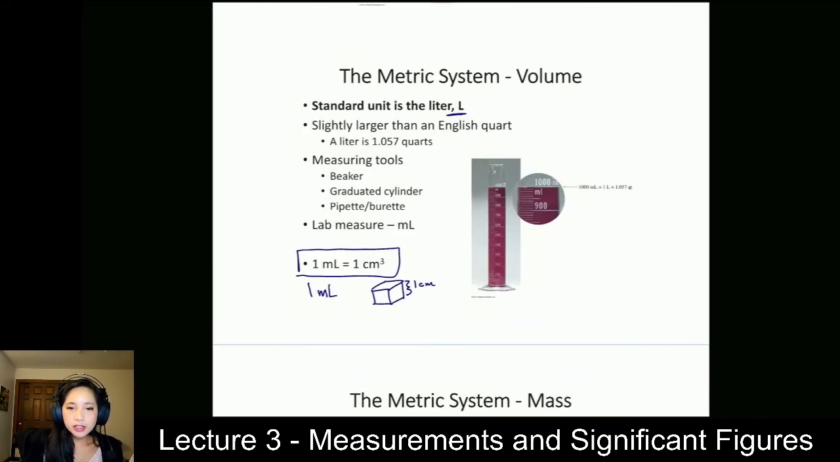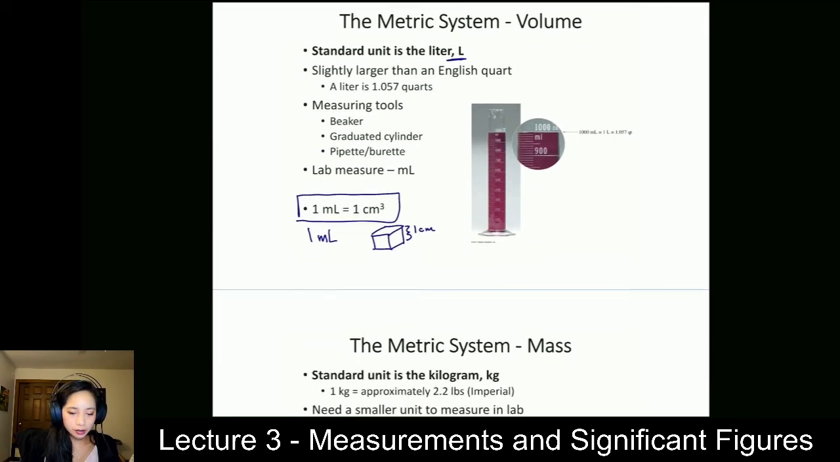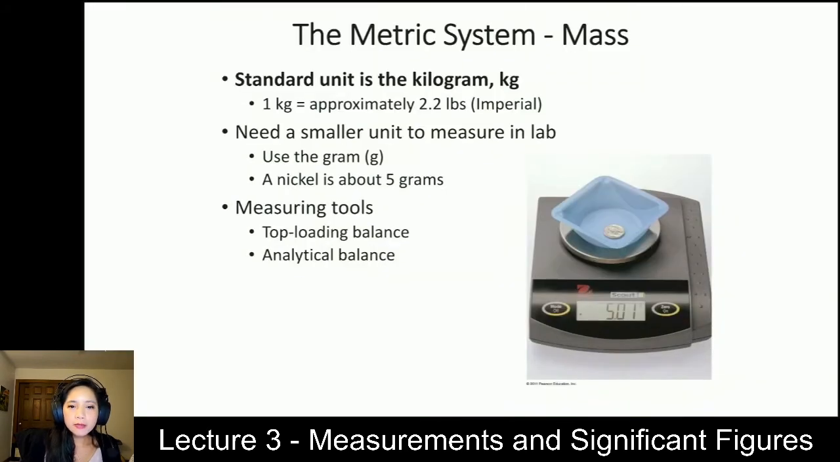The metric system is very useful like that, where we can draw a lot of relationships like this because of the base 10 system that the metric system uses. So the next type of measurement we'll talk about now is mass. You will take the mass of objects on our balances in lab. The standard unit within the scientific community to convey mass is the kilogram, kg. 1 kilogram is about 2.2 pounds. Pounds is our imperial unit, but remember in lab that we use the metric system, so kilogram it is.